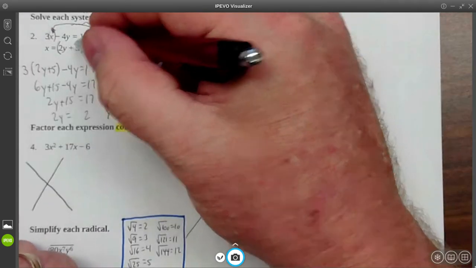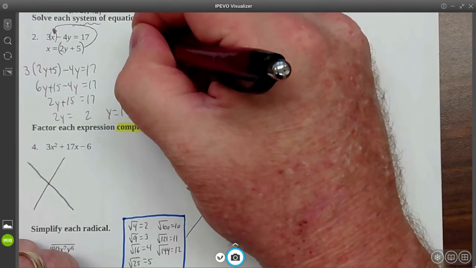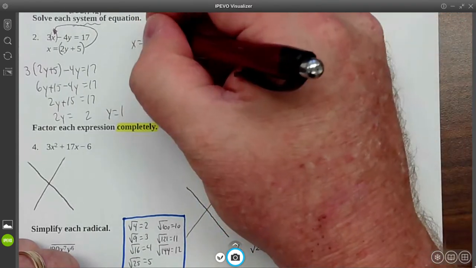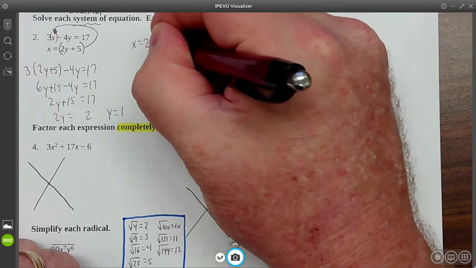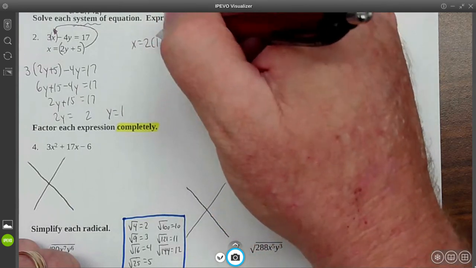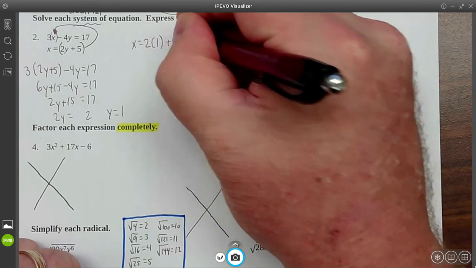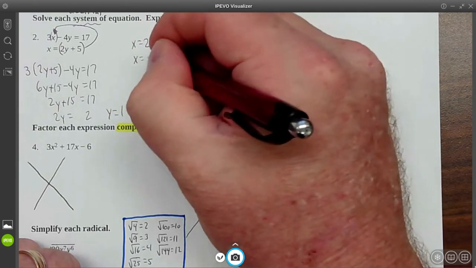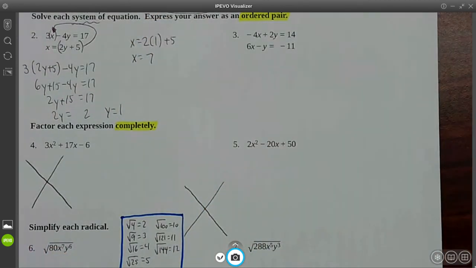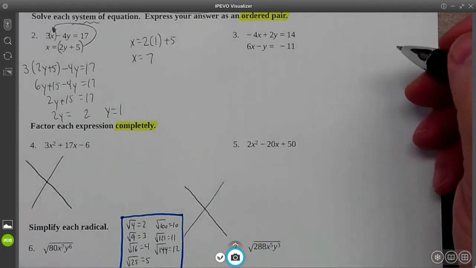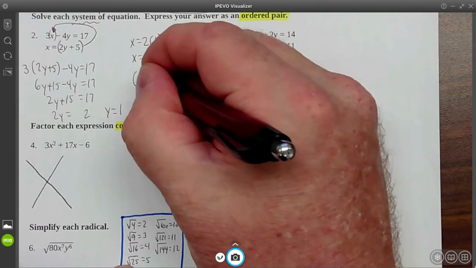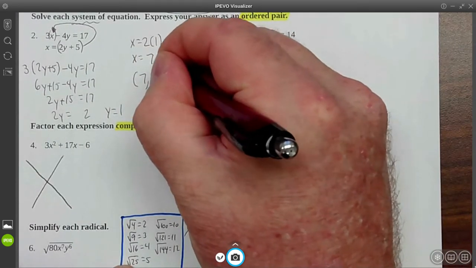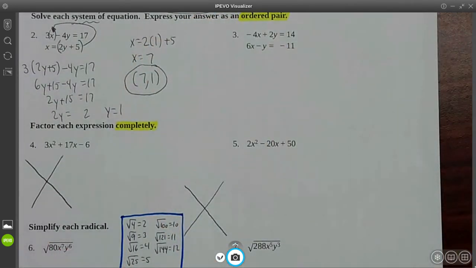So let's go back to this equation where it was x equals 2y plus 5. But instead of y now, I know that y is 1. So it's 2 times 1 plus 5. So x is going to equal 2 plus 5, or 7. So now we're going to write this as an ordered pair, 7 comma 1. And that'll be our final answer as an ordered pair.